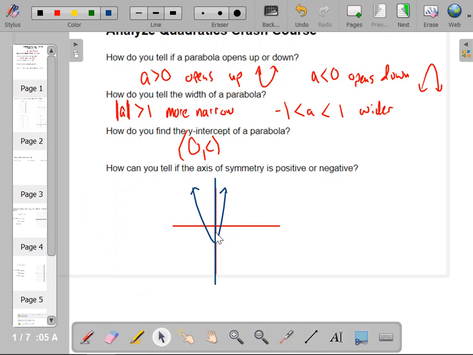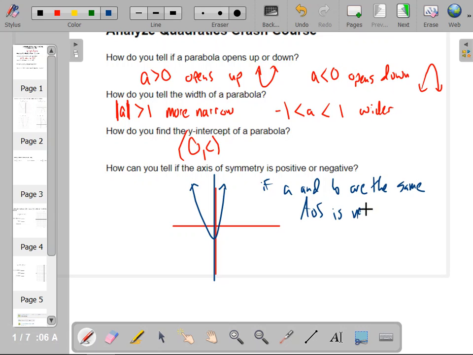So if I say the axis of symmetry is positive, that means the parabola has moved to the right. It can be anywhere over here, okay? If the axis of symmetry is positive, the parabola goes to the right. If the axis of symmetry is negative, the parabola goes to the left, okay? So the way you figure that out is you can't just look at a and you can't just look at b. The trick is if a and b are the same, then the axis of symmetry is negative. Okay, that's how you want to remember this, or that it goes to the left.